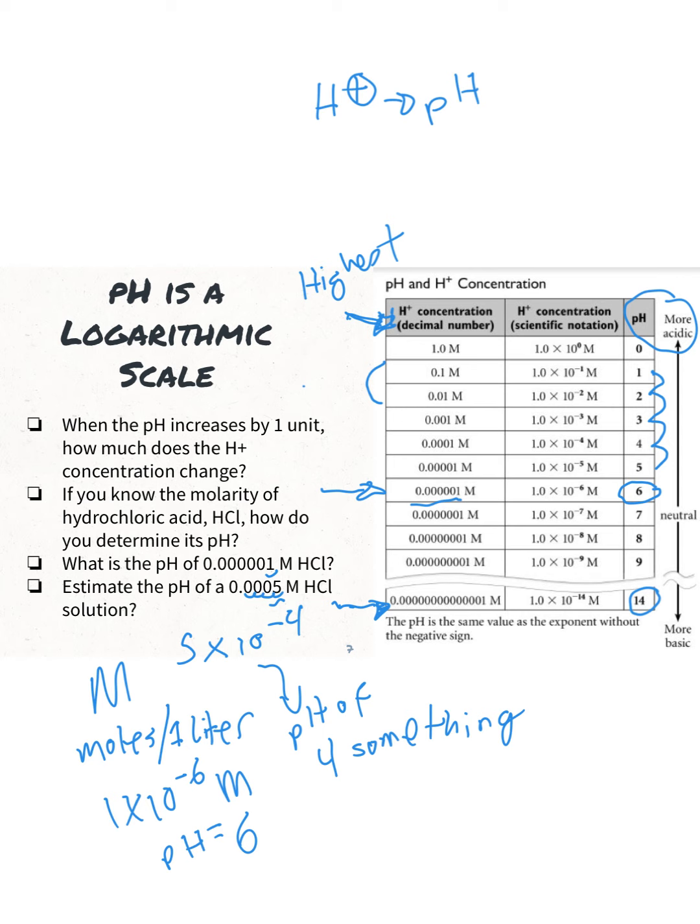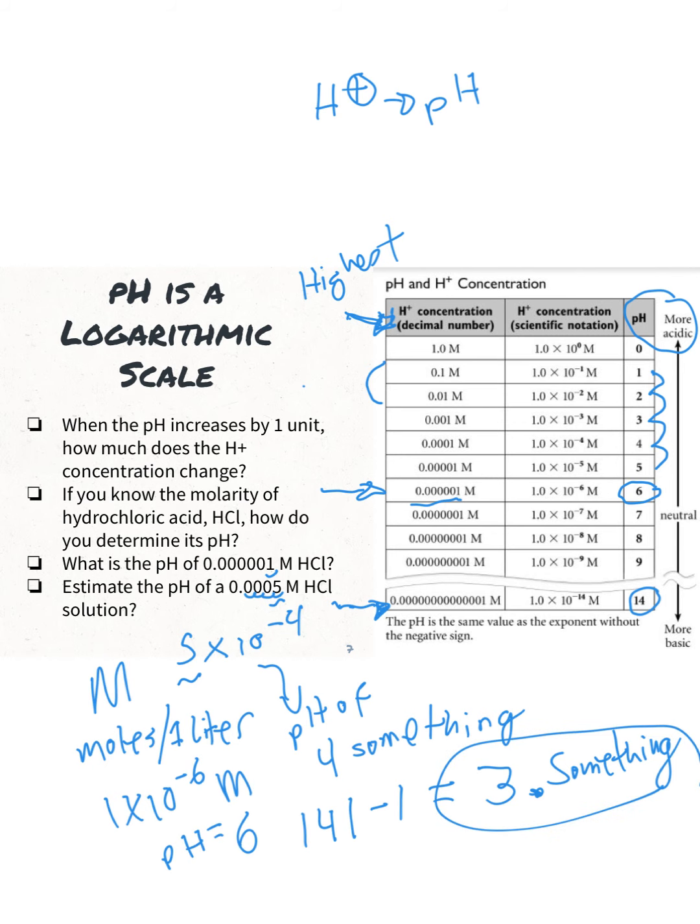But a nice way to estimate is that if you have a coefficient that's different than 1, like we do right now, this is a 5, what you can do is take the absolute value of the exponent, in our case that's 4, subtract 1, and that's going to give you a number, and then you're going to say that your pH is 3 point something. Okay, so that's a nice little way to estimate when your coefficient is not 1, but it's something else.